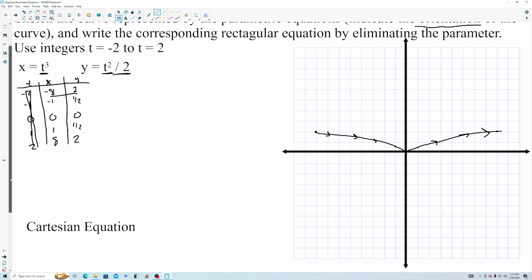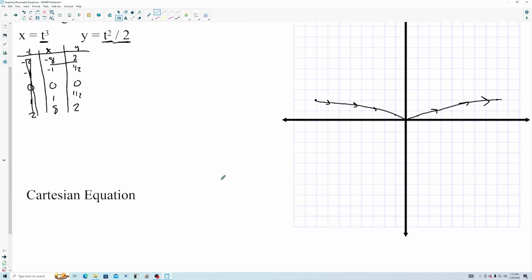Now, this last piece is asking for the Cartesian equation. In other words, y equals something with x, or x equals something with y. Well, we have to get rid of the parameter, got to get rid of t. How about we just take the third root of both sides there? So we're going to go third root of x is equal to t. Now we're going to plug that in for this t over here. So we get y is equal to the third root of x squared, because that's the t squared, and then over 2.